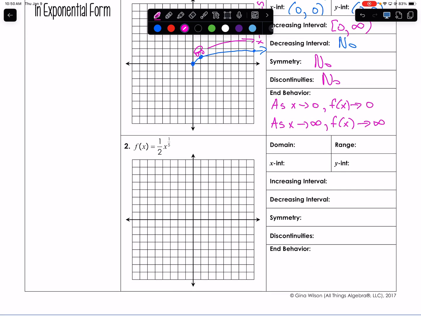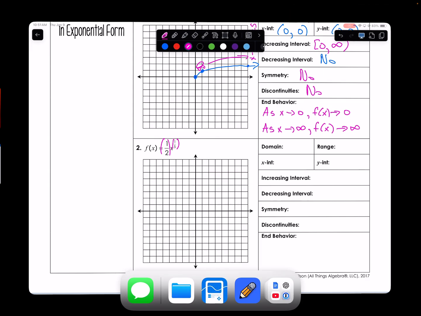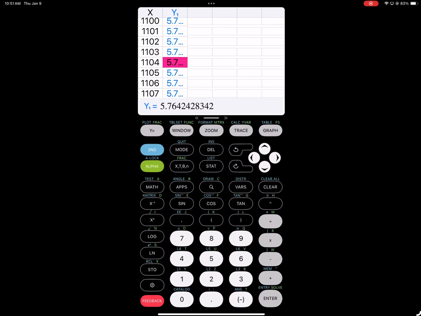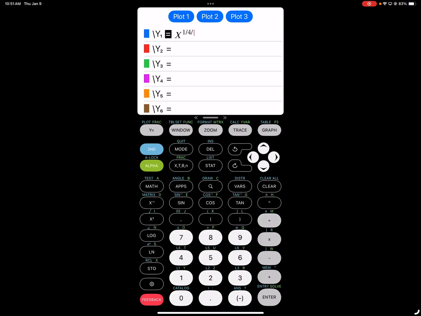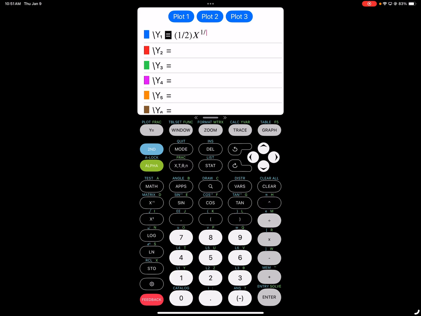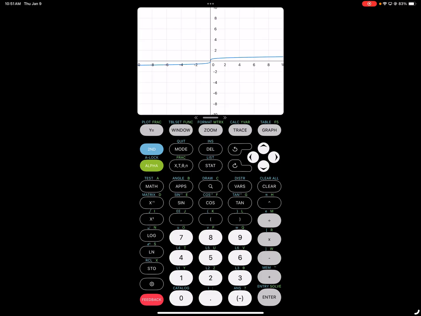So when you plug this one in, use the 1/2 in parentheses. And if you've got the old school calculator, you also have to put that 1/5 in parentheses, okay? So we're going to plug that in to y equals. So we're going to go 1/2 x. You sure can. Yep. So you get that weird looking graph? Okay. So it kind of wiggles in the middle there.